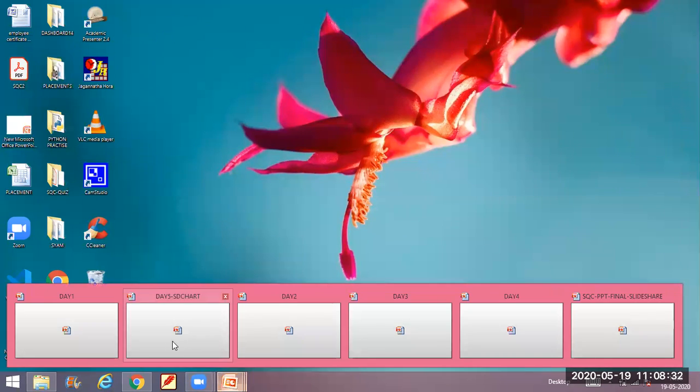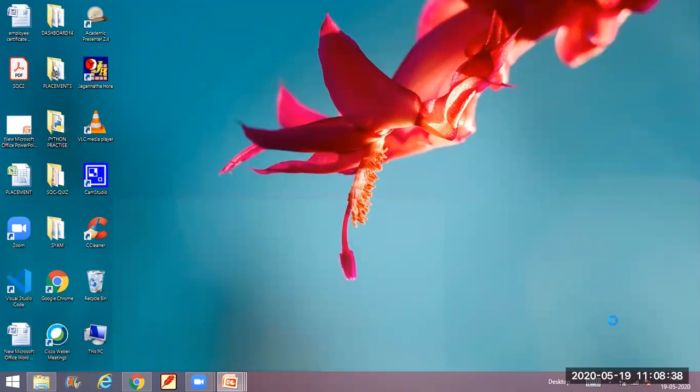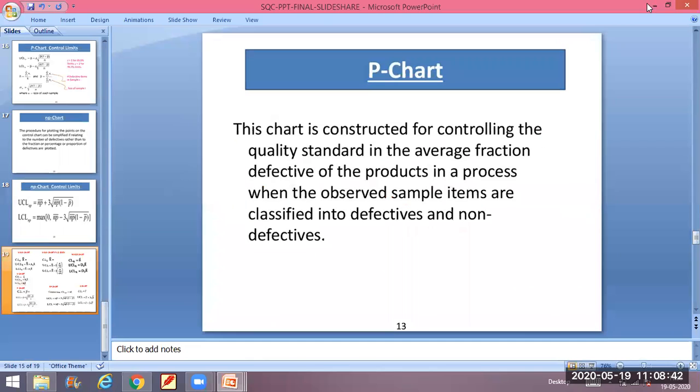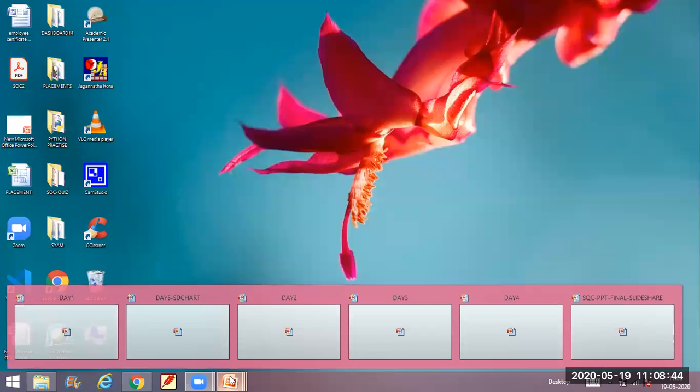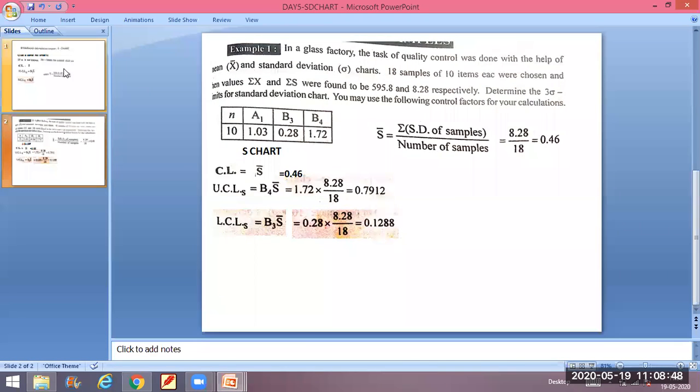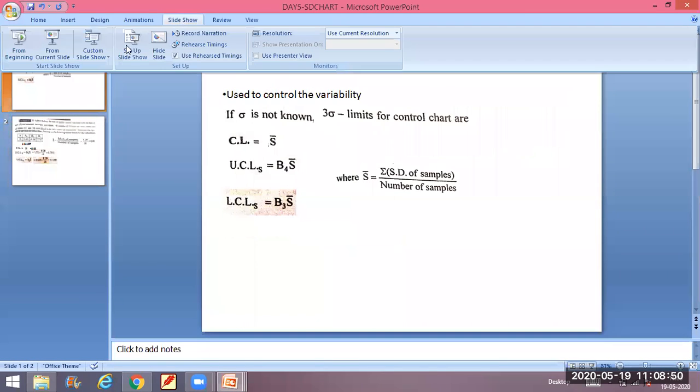So today we are going to discuss. We are left with the S chart, that is, the SD chart. So what is the S chart? Let us discuss it first.